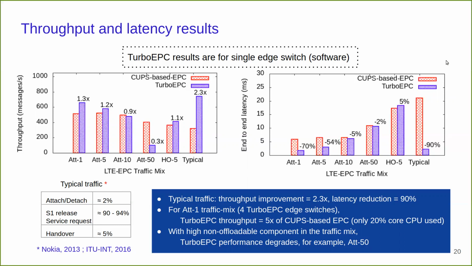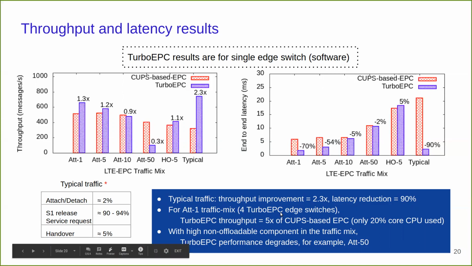The latency graph on the right shows that TurboEPC reduces latency by 70% for attach 1 and 90% for typical traffic. Also, TurboEPC scales to 5x with 4 edge switches and can scale further with more edge switches since there is 80% spare CPU at the core.